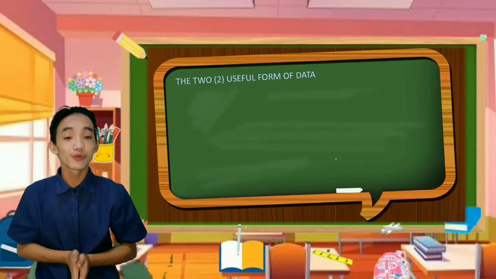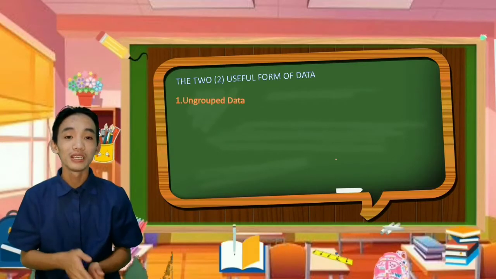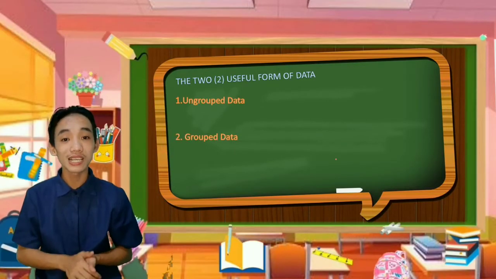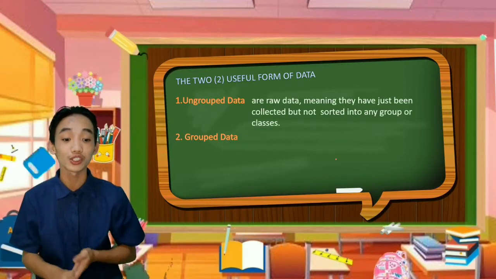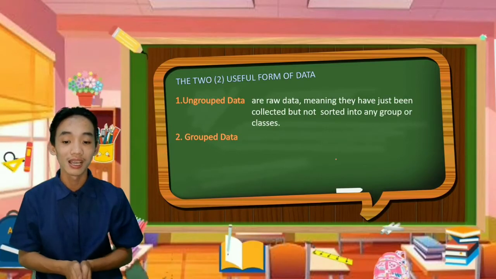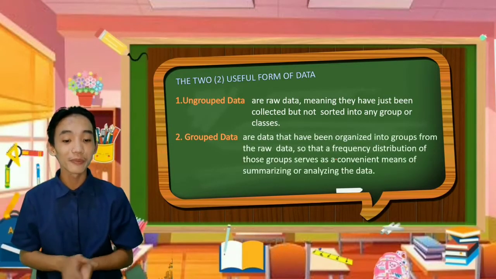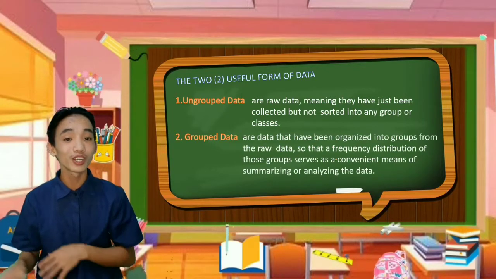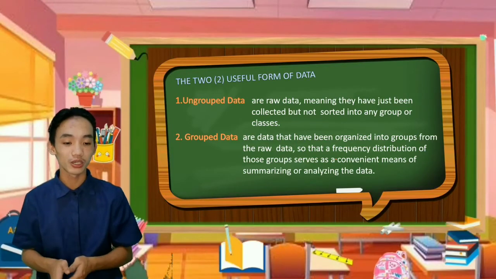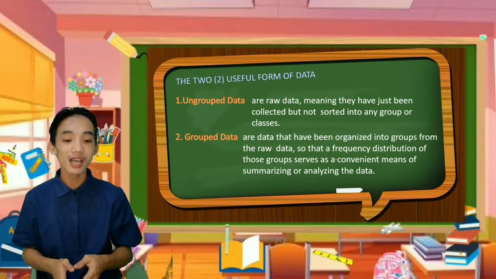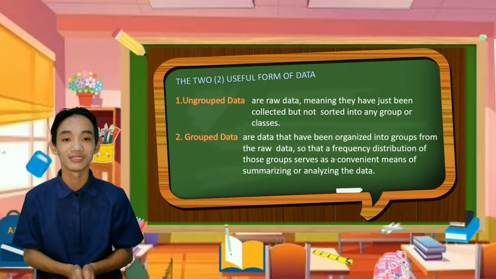There are 2 useful forms of data, the ungrouped data and the grouped data. In our previous week, we discussed the ungrouped data, which is raw data, meaning it has just been collected but not sorted into groups or classes. Now, we are going to discuss the grouped data, data that have been organized into groups from the raw or ungrouped data, so that a frequency distribution of the groups serves as a convenient means of summarizing or analyzing the data.